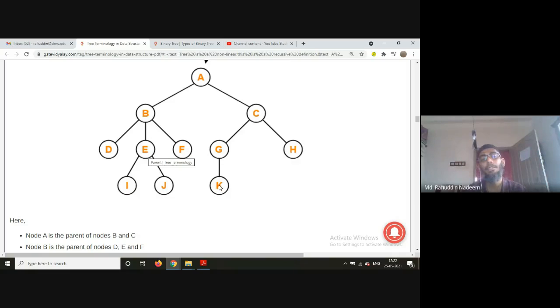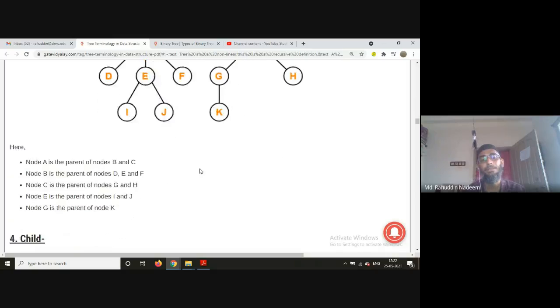Likewise, we have K, which is a descendant of G. So K is called the child of G. So G is the parent of K, and K is the child of G. G and H are the children of C. C is the parent of G and H. Likewise, B and C are the children of A, and A is the parent of B and C.